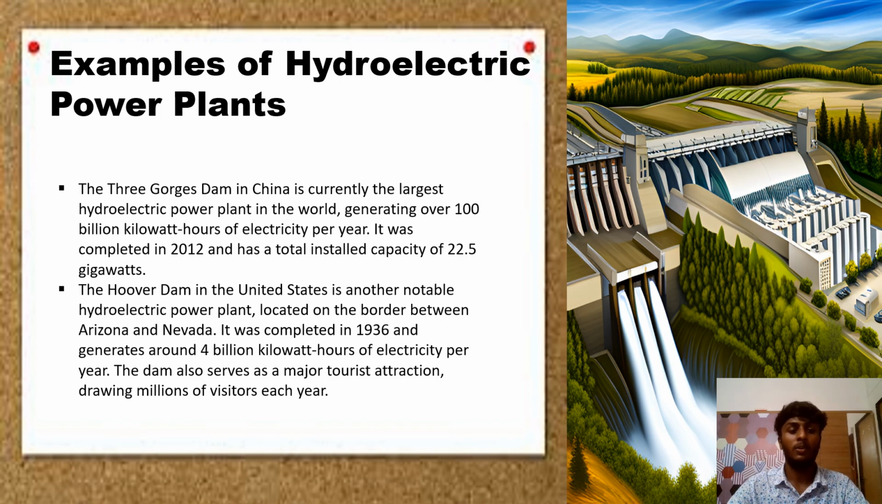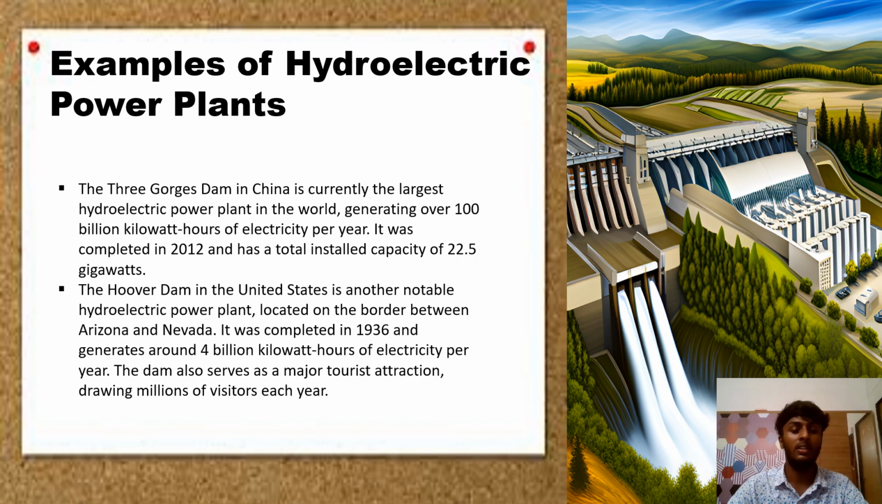Examples of hydroelectric power plants. The Three Gorges Dam in China is currently the largest hydroelectric power plant in the world, generating over 100 billion kilowatt hours of electricity per year. It was completed in 2012 and has a total installed capacity of 22.5 gigawatts.